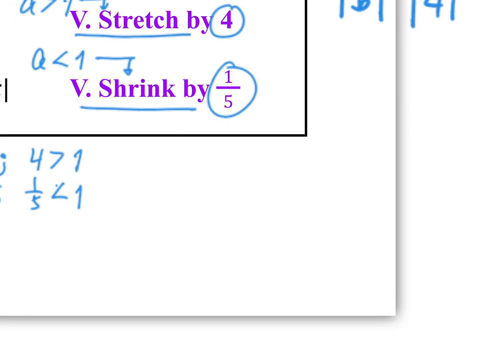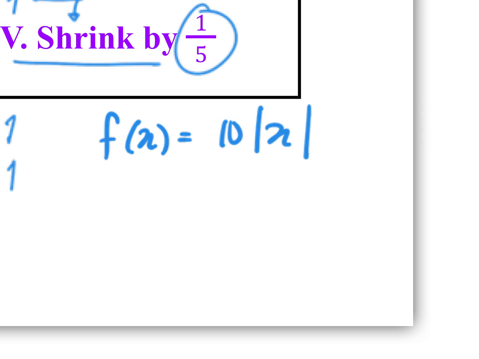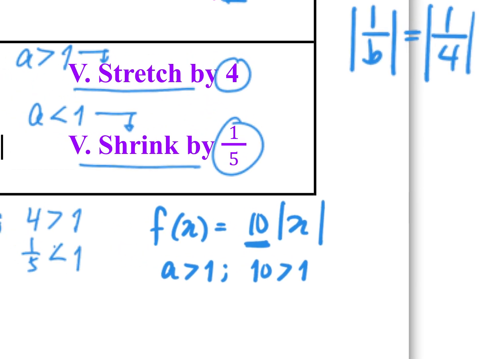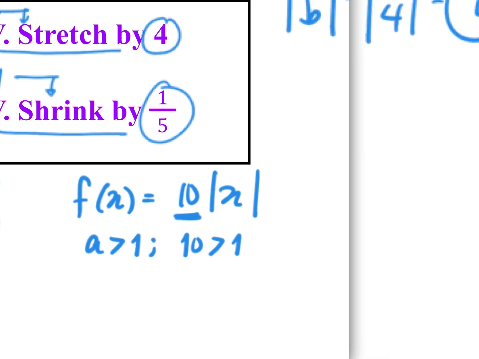Okay, I'll give you more examples. Let's say f of x is equal to 10 absolute value of x. So this function means that a is greater than 1. In this case, 10 is greater than 1. Therefore, what did we say? If a is greater than 1, then that's going to be a vertical stretch. So there is a vertical stretch by a factor of 10.